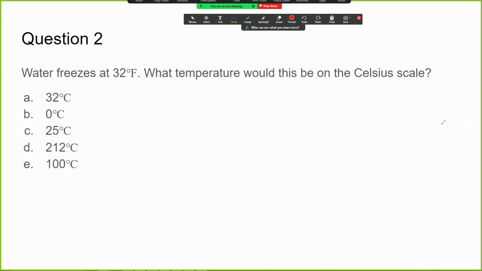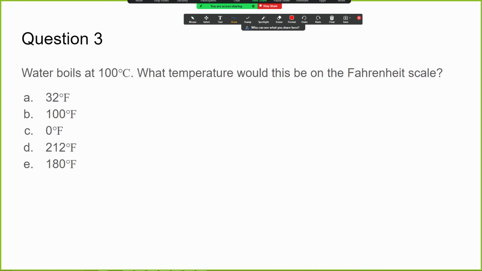Water freezes at 32 degrees Fahrenheit. What temperature would this be on the Celsius scale? Hopefully you know that 0 degrees Celsius is the freezing point in Celsius. You should know the freezing point of water in all three scales, and you should know the boiling point of water in all three scales. And if you know it in Celsius, you know it in Kelvin. You just have to add 273. So water boils at 100 degrees Celsius. What temperature would this be on the Fahrenheit scale? Once again, hopefully you know that water boils at 212 degrees Fahrenheit. Okay.